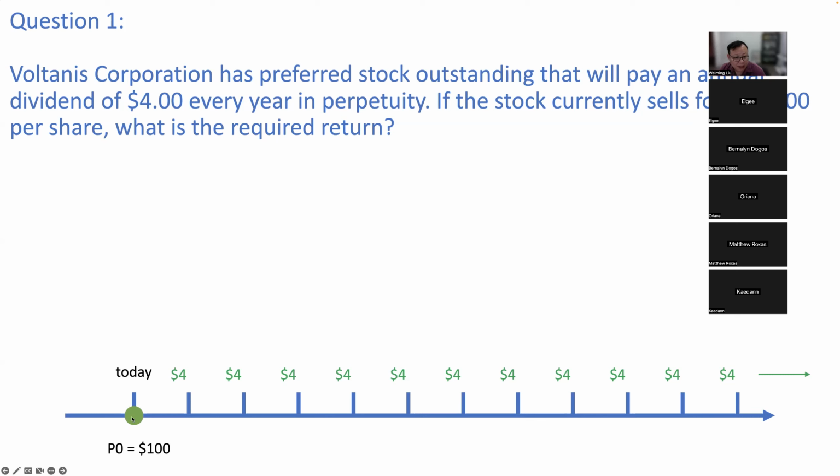And you know that every year you're going to receive $4, and this is in perpetuity. It's going to keep going and going forever. And so the question is asking: the fact that this future dividend payment stream in perpetuity is worth $100 today, what does that imply in terms of the rate of return?